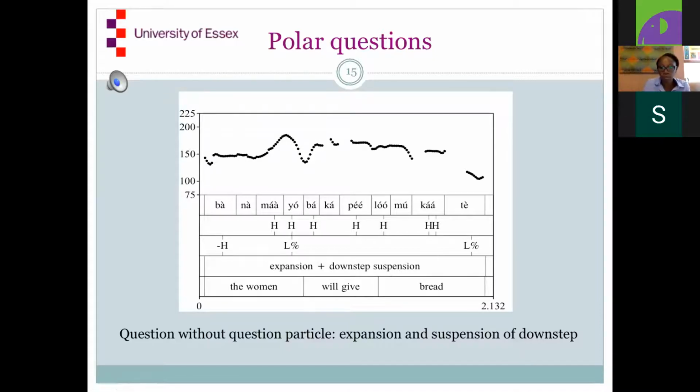Will the women give the bread? But still a sort of little fall at the end. Everything stays up and then a little fall at the end. So this contrasts with what we saw with respect to focus, where when there's a focus constituent or a question word, we saw that downstep continued to apply in those cases, and that might be telling us something about what the structure might be like for the questions and for the focus.